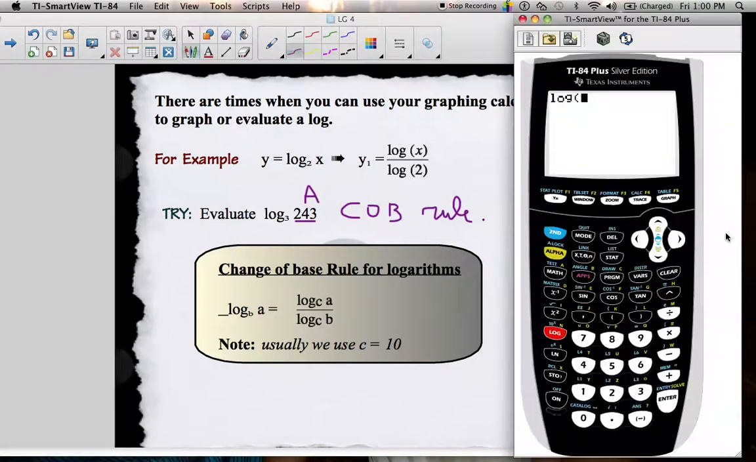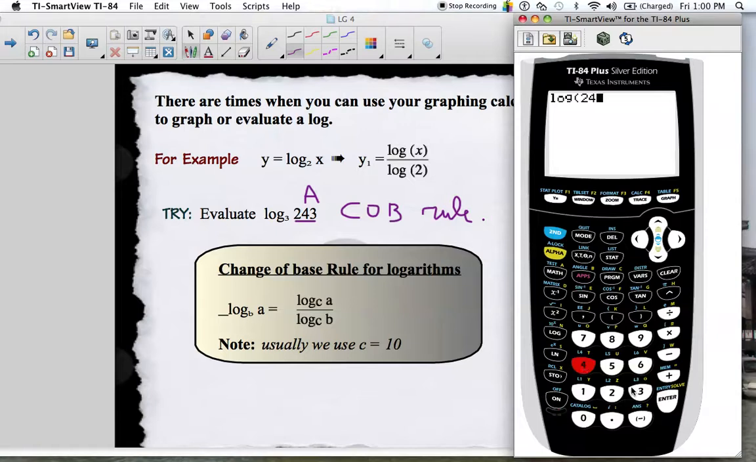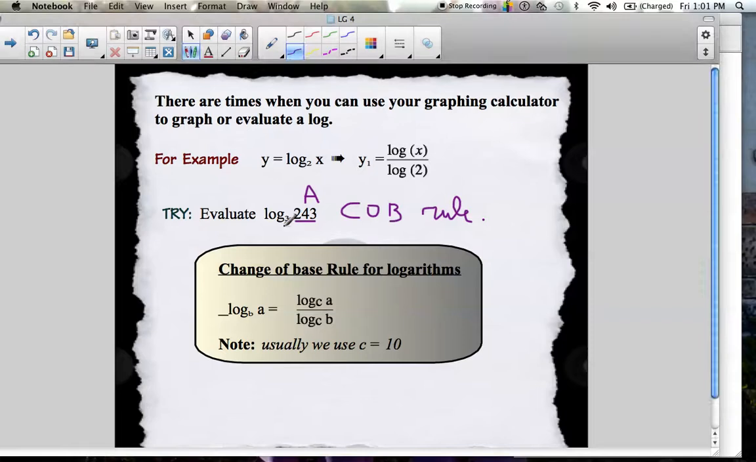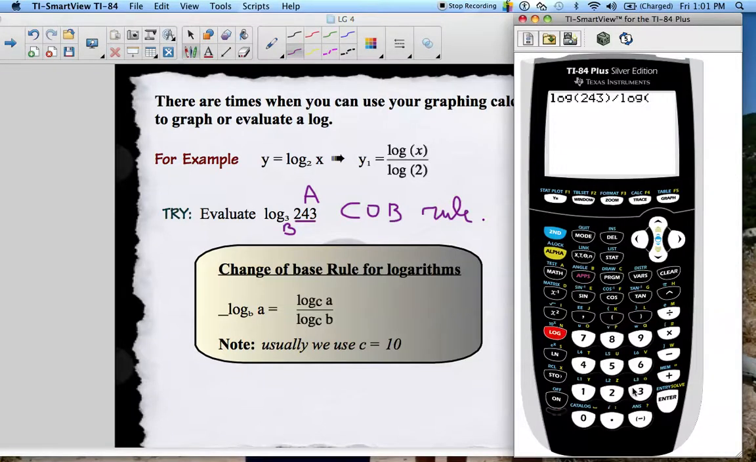Okay, so we're going to go log of the argument, 243, close the bracket, divided by log of the base. So this guy right here is the base. Okay, so we're going to go log 3. And then we hit enter, and our answer is 5. Okay, so that's how we do that.